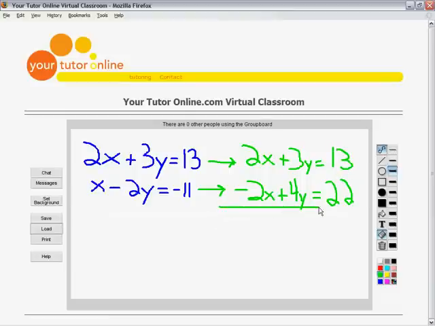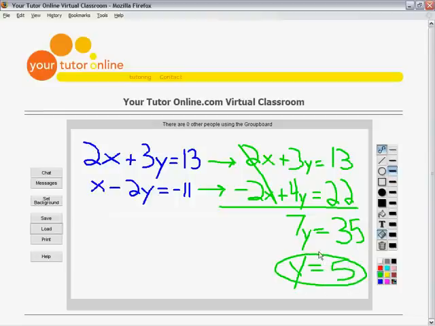Now when we add these two equations together, the x's will cancel out. Positive 2 plus negative 2 is 0. 4 and 3 is 7y. And 13 plus 22 is 35. We can divide this new equation by 7 on both sides, and we'll solve y is equal to 5. Again, we're going to take the same answer, plug it into one of our originals, and we'll get the answer for x.